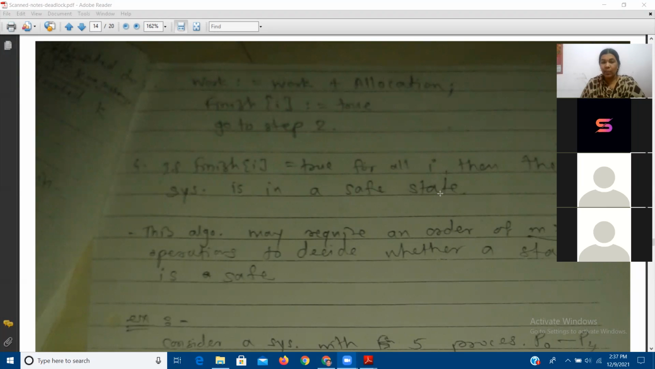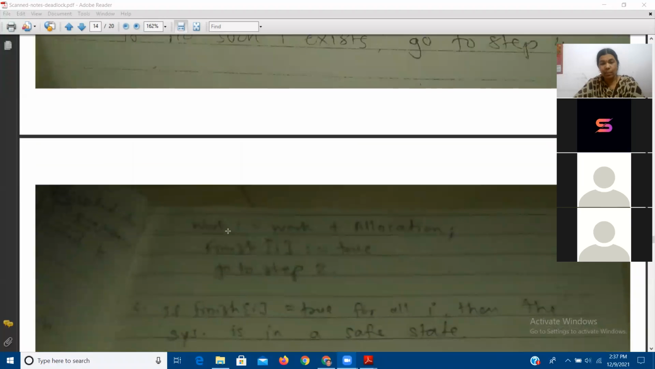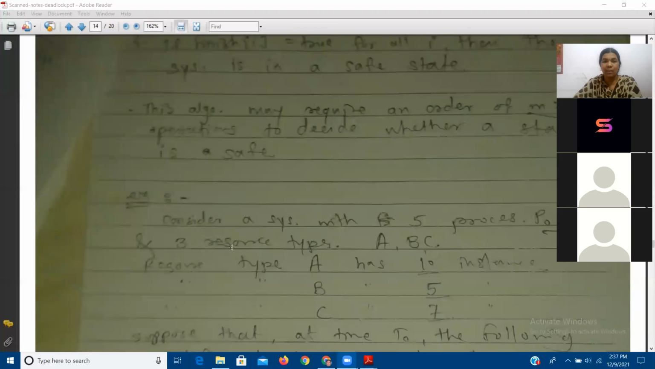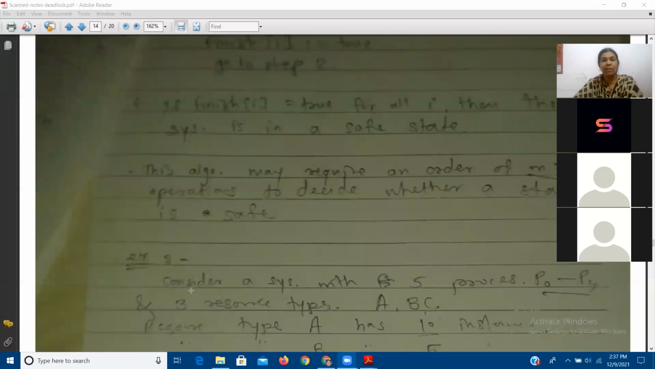So it indicates that the system is in the safe state. In turn, we are getting the safe sequence. So this is the algorithm. Only the theory of the algorithm is quite difficult to understand. So we'll take this algorithm and discuss it with the help of our previous example first, and then we'll go to the next example. So this is a somewhat complicated example.